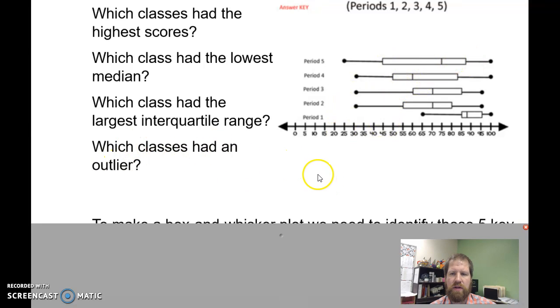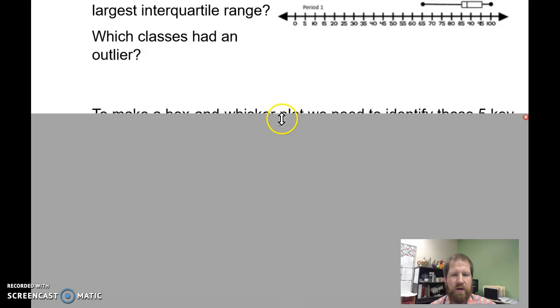And then which classes had an outlier? Well, an outlier is going to make a long line on one side of your box, on one side of your whisker plot. So the longer the line is compared to the box itself, the more of an outlier it is. So period 1 had an outlier. Someone scored 65, but most students, half of them, scored between 85 and 95. Period 3 kind of had an outlier. Most students scored between 60 and 85, but somebody scored down at almost a 30. So that can tell you that there's probably some outliers.